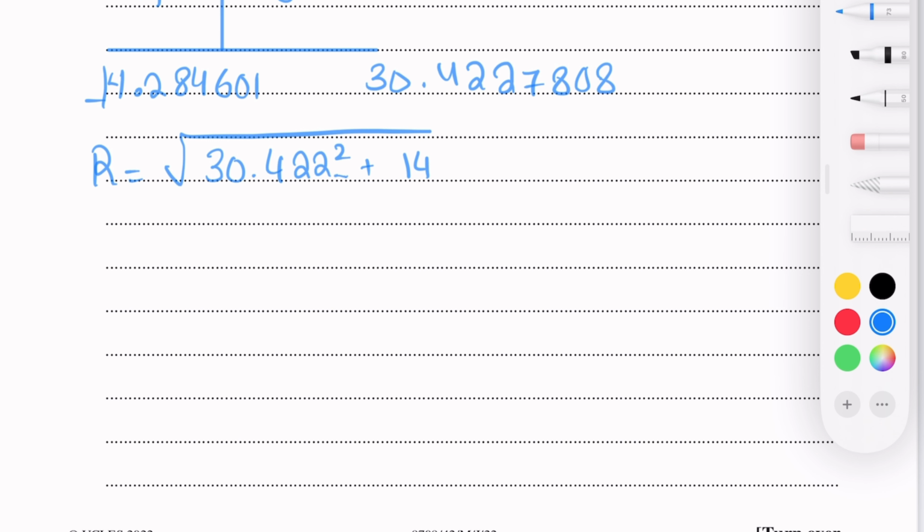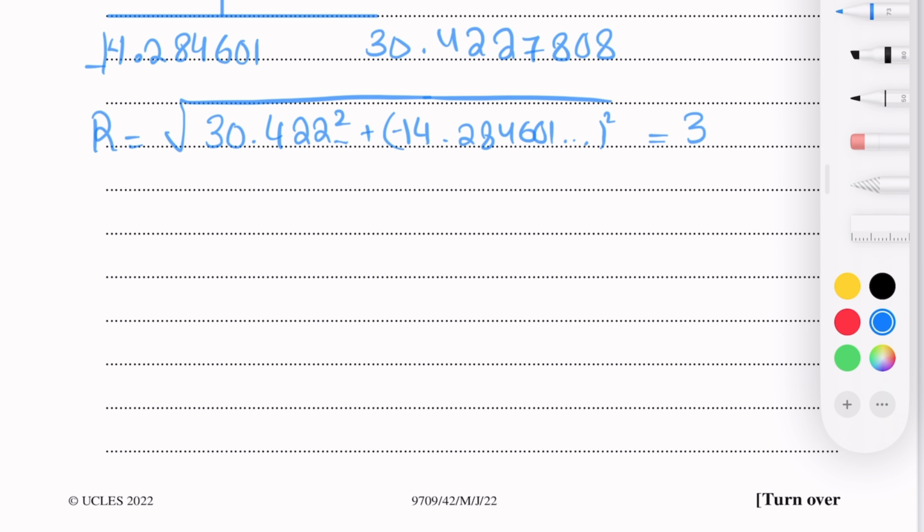And then for negative 14.284601 squared, we just go ahead and calculate these two values. So answer squared plus 30.42278 squared gives 33.609, which rounds to 33.6 newtons.